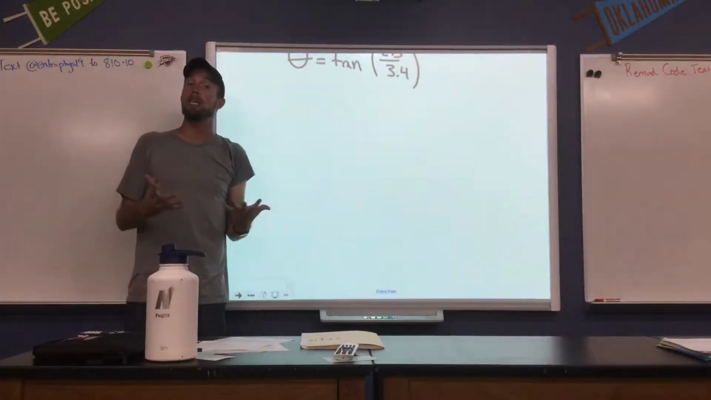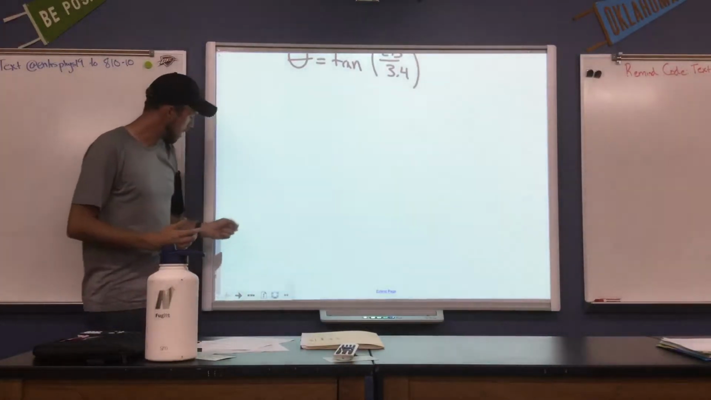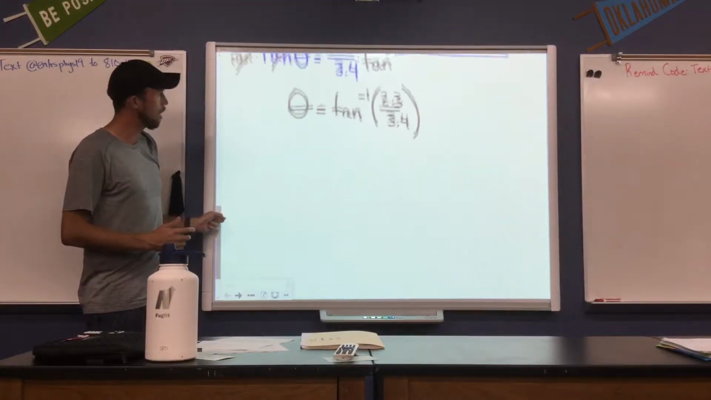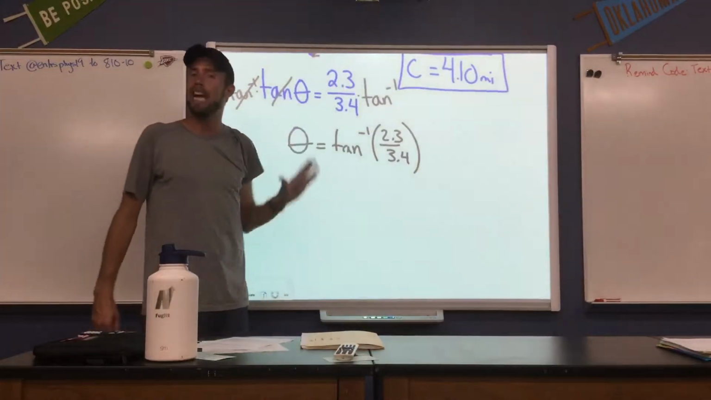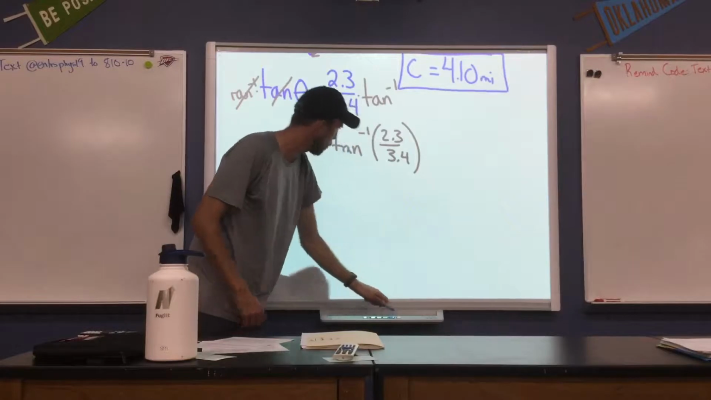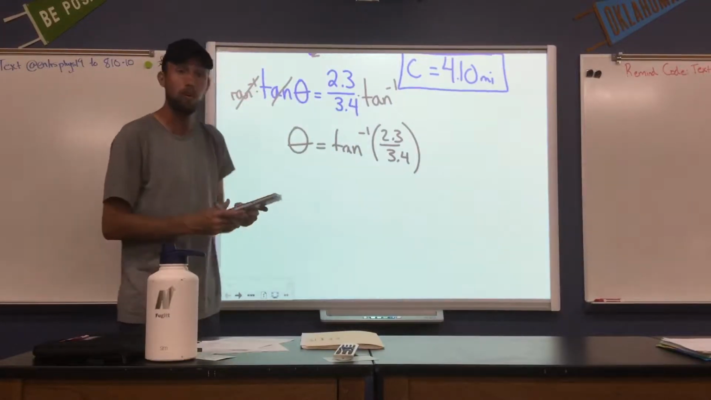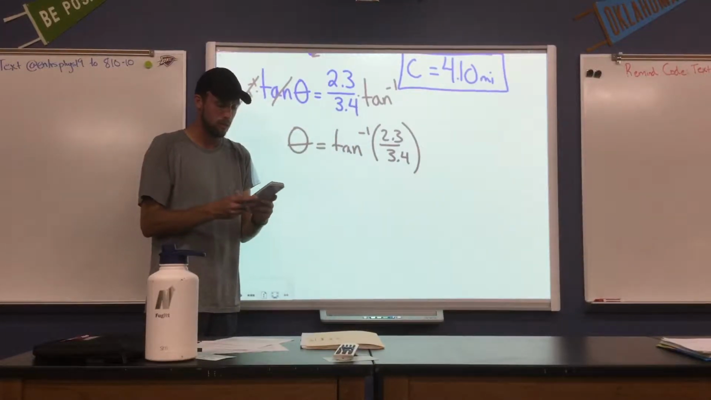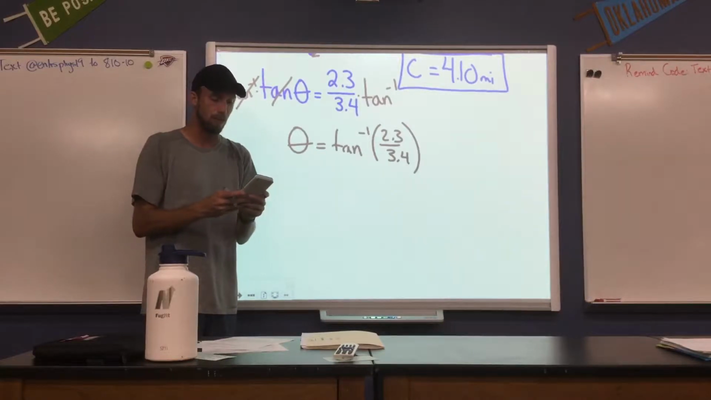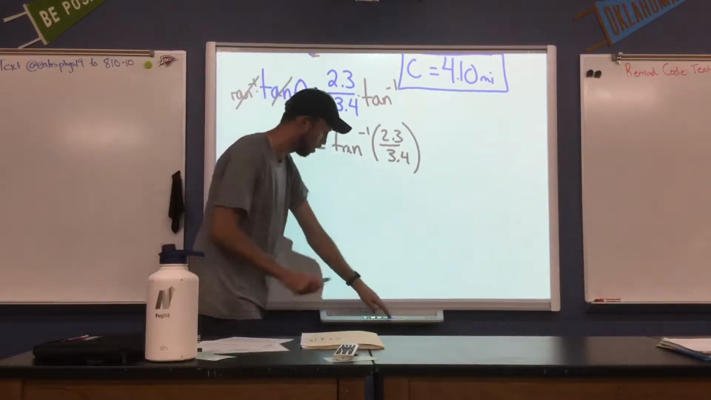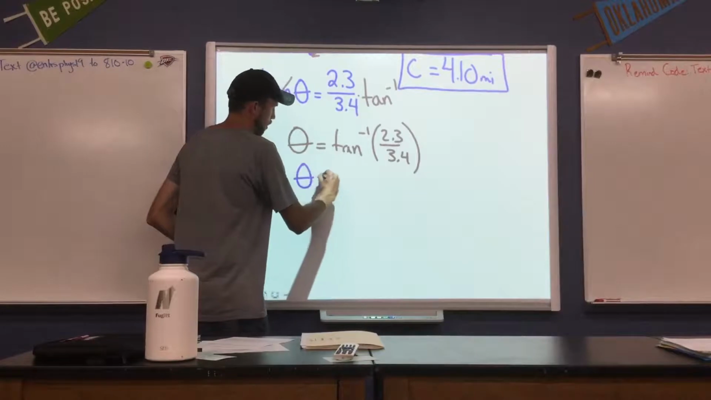So to pick back up where we left off with group problem number 1, now we want to find the angle of our vector from the cell tower down to Edmond North. We set up our expression, the inverse tangent of 2.3 divided by 3.4. We'll go ahead and plug that value in. We'll get about 34.1 degrees, rounding to 3 significant figures.